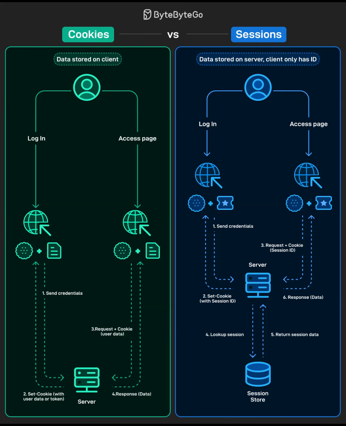Sessions. Data lives on the server. With sessions, the server sets a small cookie that only holds a session ID. The browser returns that ID on each request. The server then looks up data in a session store, Redis, or a database, fetches the user context, and generates a response. Benefits: central control, easy server-side invalidation and rotation, and small cookies.